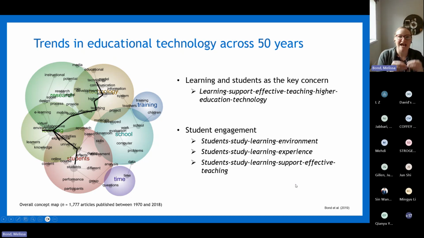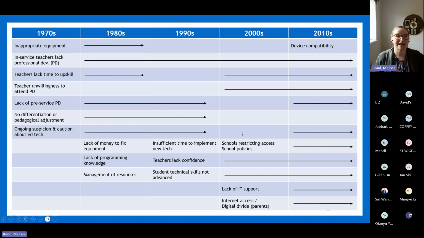And from that point, I was able to go deeper into the studies that have been published, using these overarching themes that had been identified to provide examples of how those themes emerged throughout the research. And that enabled me to identify some topics that have been experienced within the literature across those 50 years. So, for example, inappropriate technology equipment, the lack of professional development that's been available, device compatibility, and so on and so forth.